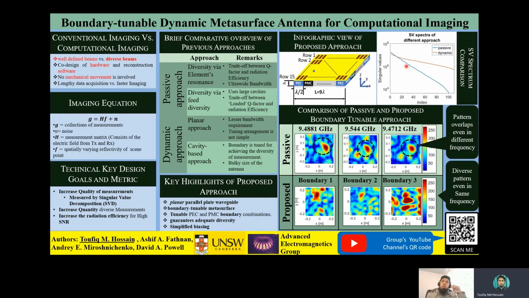And as the singular value decomposition of the red curve shows a flatter curve, that means the measurements are less correlated and they are more diverse. So this is the novelty of our structure.